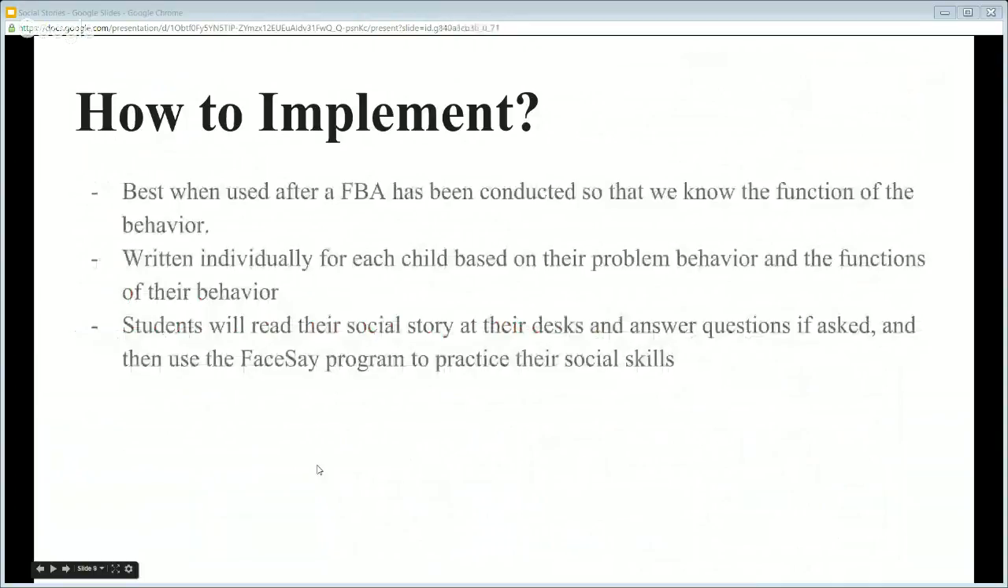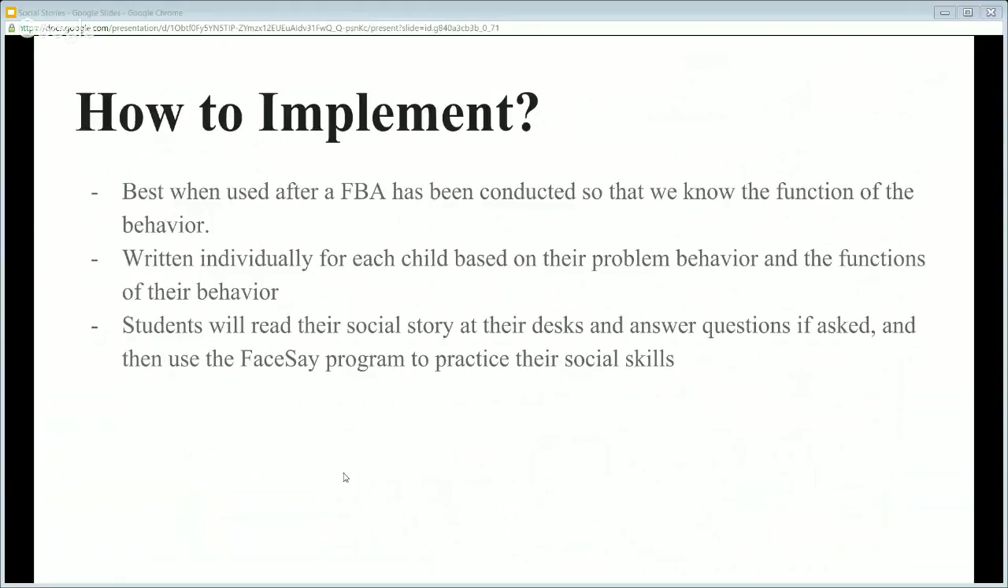So how do we implement social stories? Well, we want to make sure that we are writing them after either a functional behavior assessment or a functional analysis has been conducted. The reason is that we need to know the function of the behavior in order to write an effective social story. Studies have proven that if we know the function of the behavior, we will be able to write a good social story that will help reduce the problem behavior of the child.